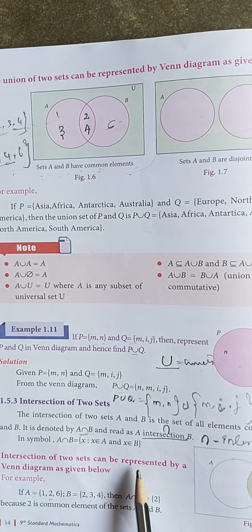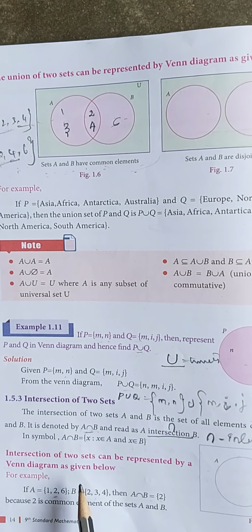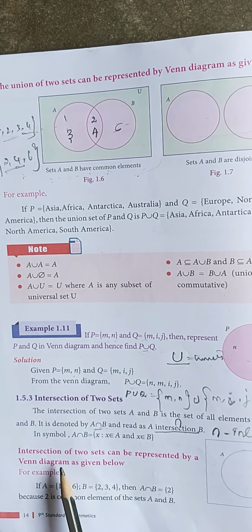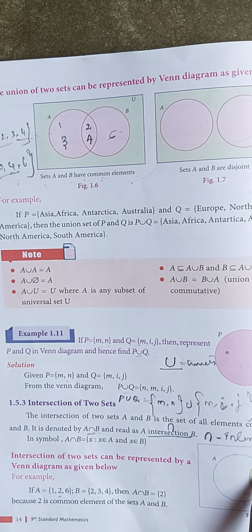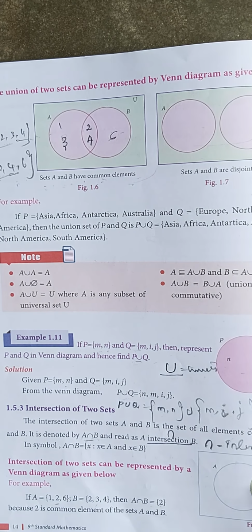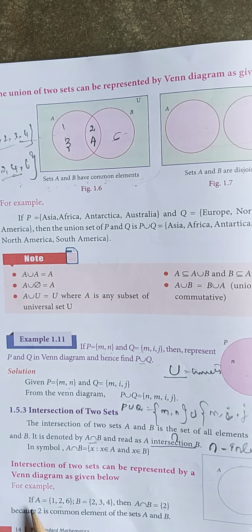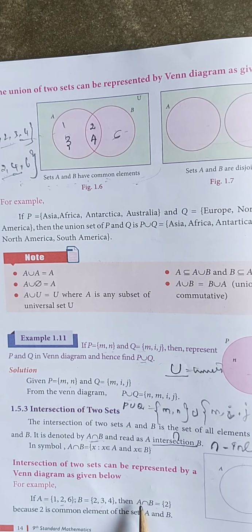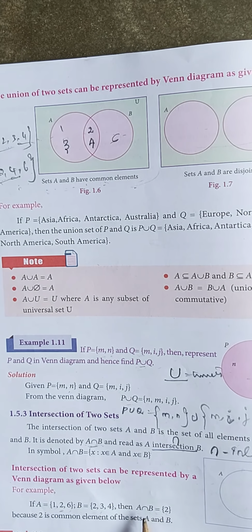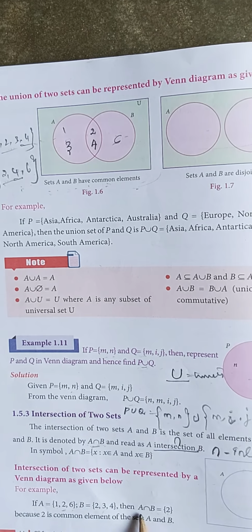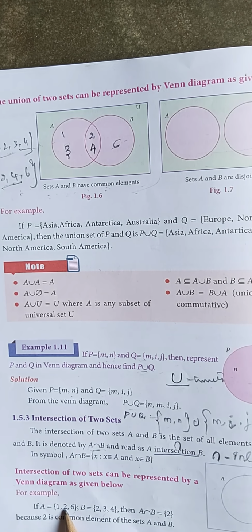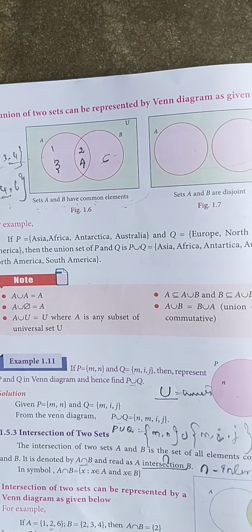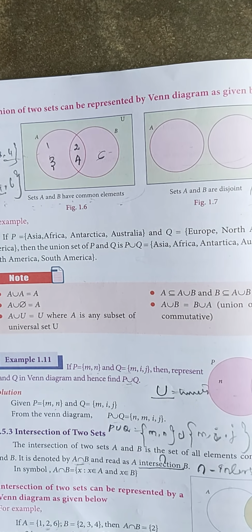The intersection of two sets can be represented by a Venn diagram. How to draw it? Two sets means A and B. Intersection means the common place, the center only; that place you shade. If A equal to {1, 2, 6} and B equal to {2, 3, 4}, then A intersection B: intersection means say the common value. Which one is common in both? 2 only. So A intersection B equal to {2}, because 2 is the common element of the sets A and B.